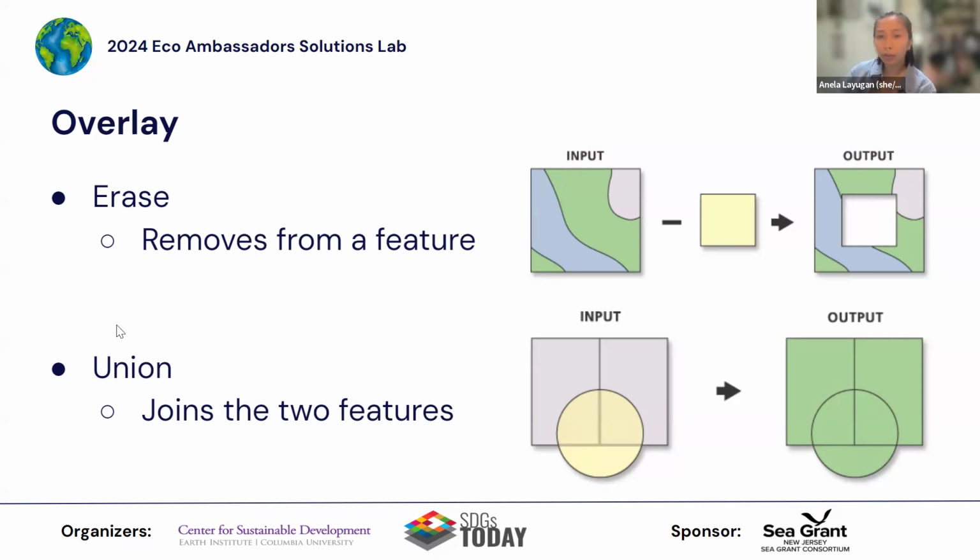The next overlay is a union. This just joins the two features together. It's useful if you're merging two different data sets that are from different data sources. So if you find microplastics from one source, and there's another data set of microplastics from another source, you can do a union just to join the two features into one feature of microplastics in general.